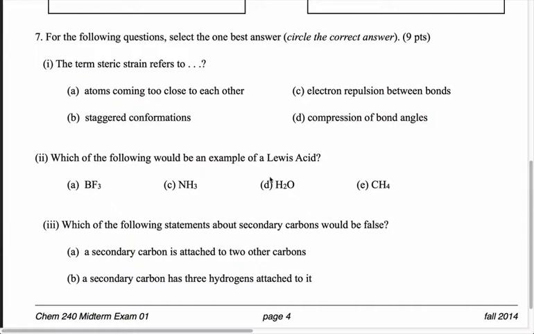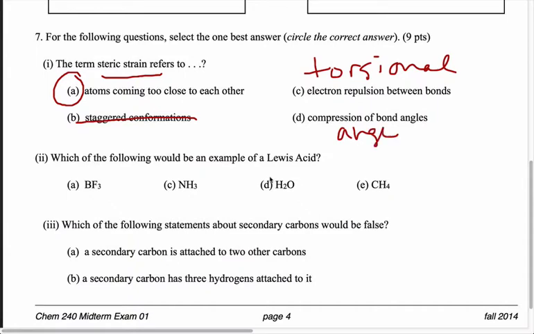So if we look at these possibilities, A, atoms coming too close together, B, staggered conformations, C, electron repulsion between bonds, and D, compression of bond angles. Actually, B, a staggered conformation, isn't a description of strain at all. The answer is A. When atoms come too close together and bump into each other, that's what we refer to as strain energy. The other two answers, electron repulsion between bonds, is what we would refer to as torsional strain, and compression of bond angles would be angle strain.